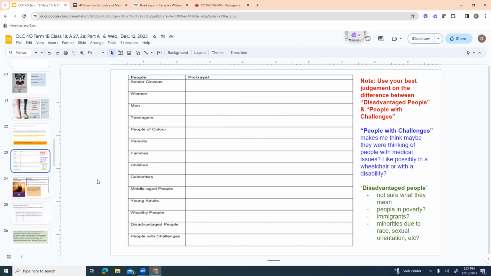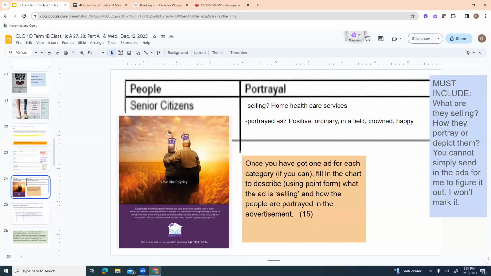Now, here's an example. Here is an ad. This is obviously geared or targeted towards senior citizens. And you see a beautiful sunset. There's two older people, obviously a couple. He's got his arm around her back. They're wearing kind of ordinary clothes, but they have little purple fake crowns on their head.